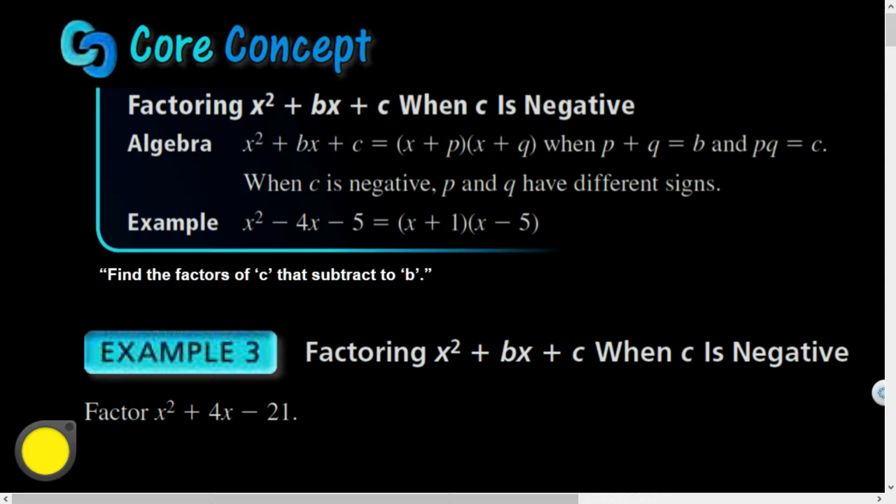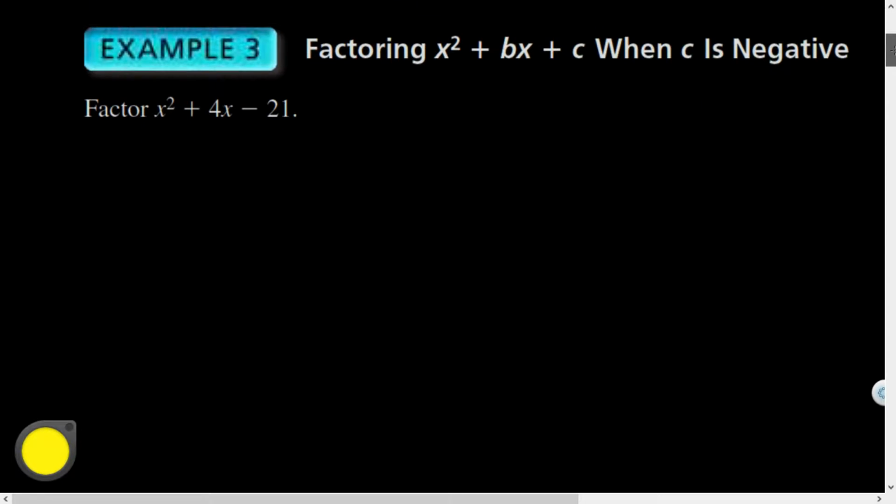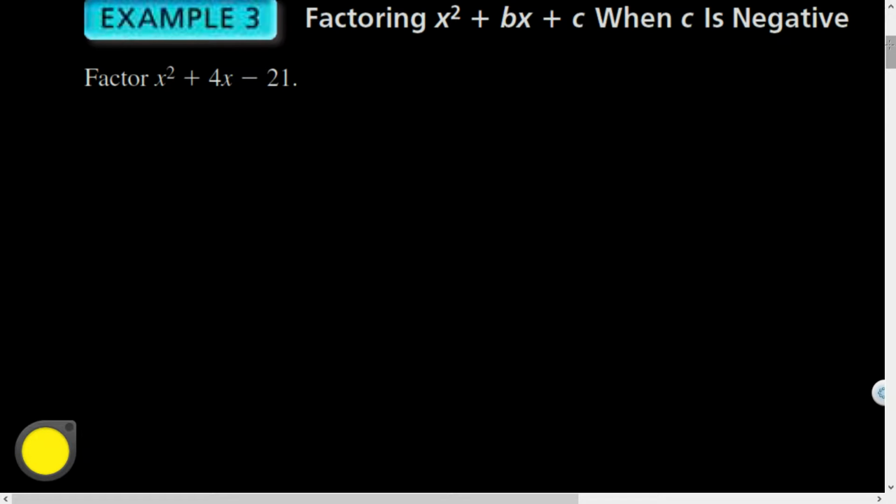And today we're learning about factoring x squared plus bx plus c, specifically when c is negative. And here's the book's explanation of it. It works. It makes sense. However, I like my little phrasing that says, find the factors of c that subtract to b whenever you're factoring this and your c is negative and you have a positive one leading coefficient. Not add.